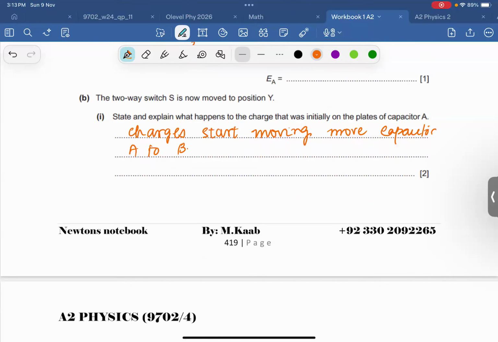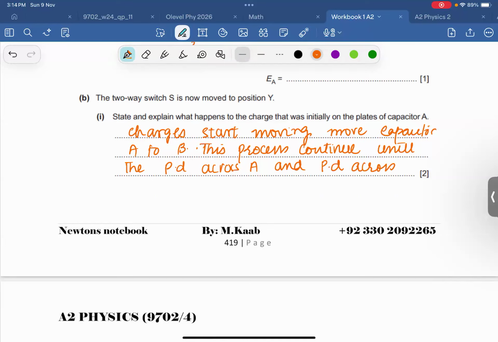First thing, and this process continues until the PD across A and the PD across B become equal.